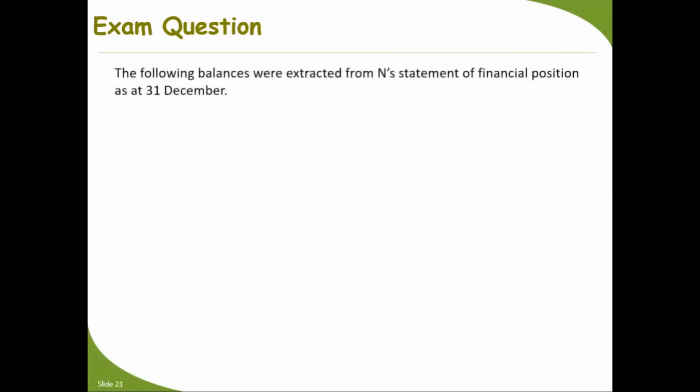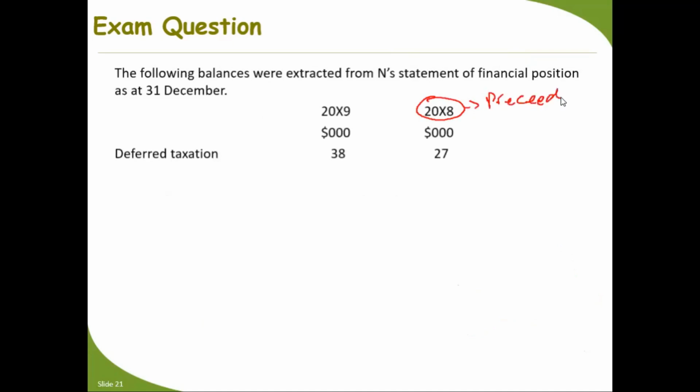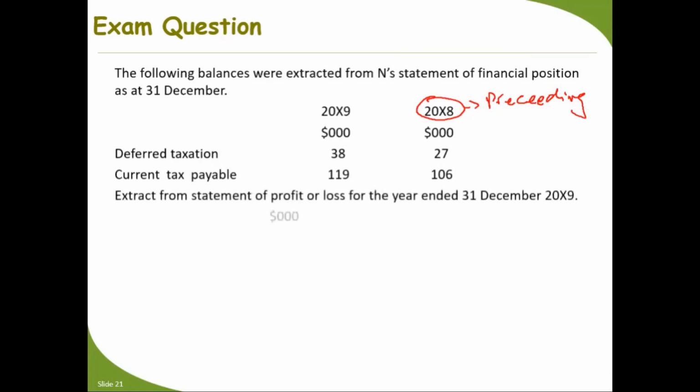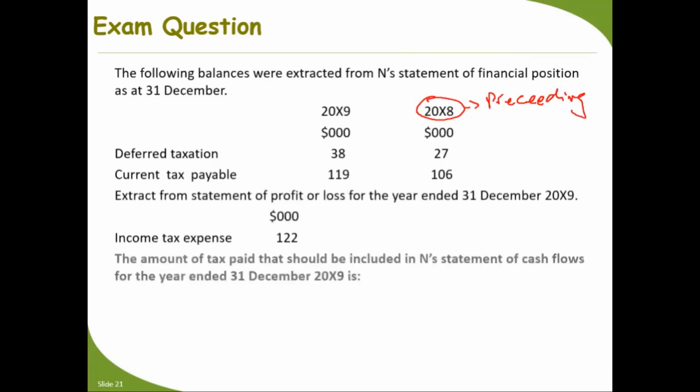Then the following balances were extracted from N's statement of financial position as at 31st December. So this is again preceding year data, which will be used as opening balance. Deferred taxation and current tax payable. Then we have extracts of statement of profit and loss, where we have income tax expense.